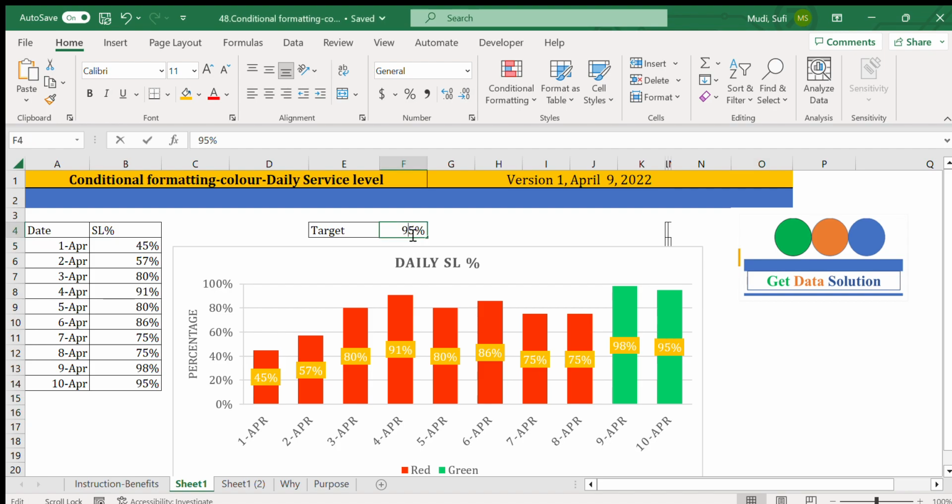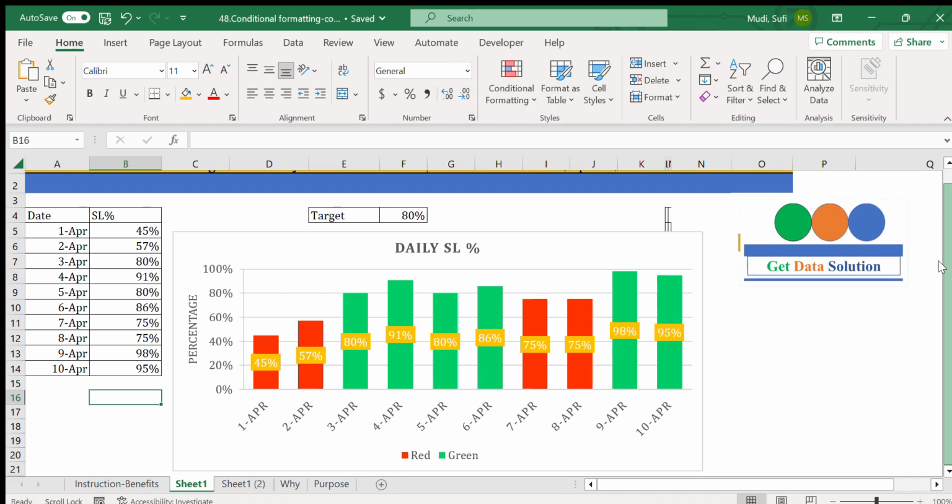If I make this again 80, our target, oh, this 4, 5, 6, at least for 5 days we are above the target, and this is very interactive, so that we can judge our level of service level.